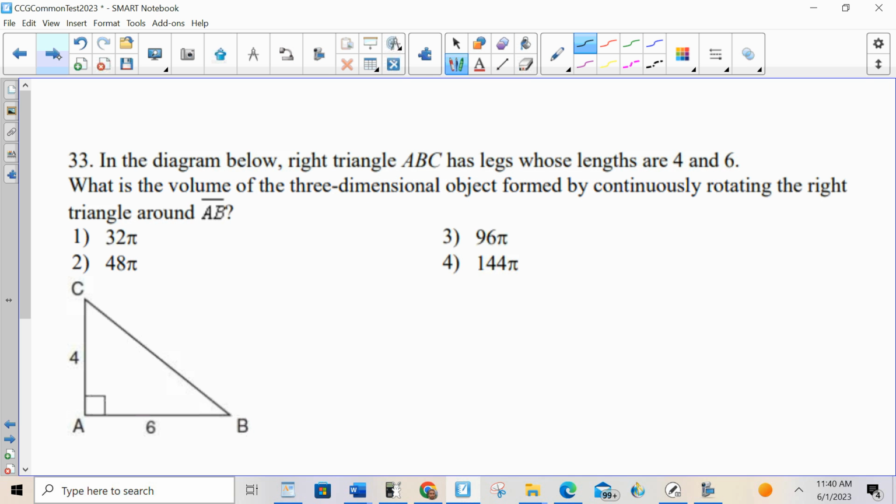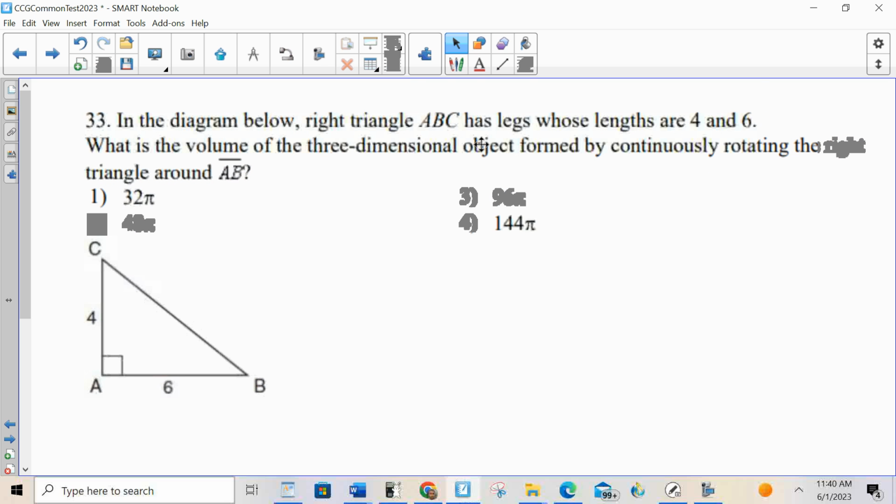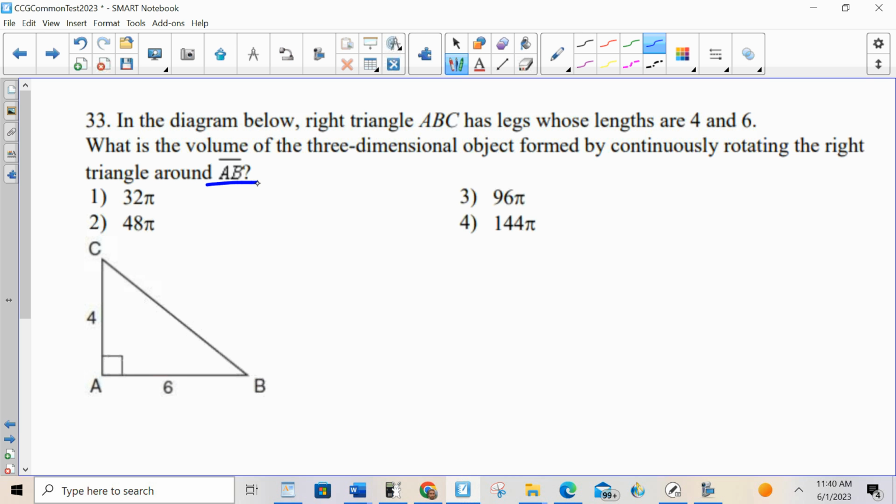3D rotations. Now, this is something that is really nice to see in real life. However, you can do 3D rotations on paper. I don't think most teachers know that. If I want to continuously rotate the right triangle around AB, step 1, reflect the triangle over AB in 2 dimensions, and then connect it with curves. Once I have that, in this case it's asking for the volume.